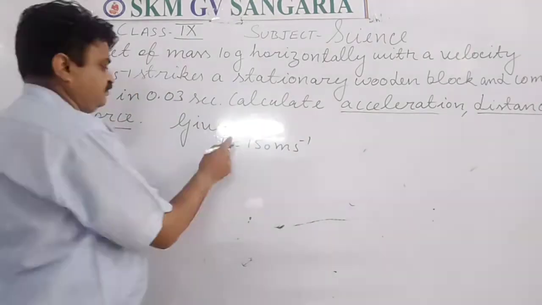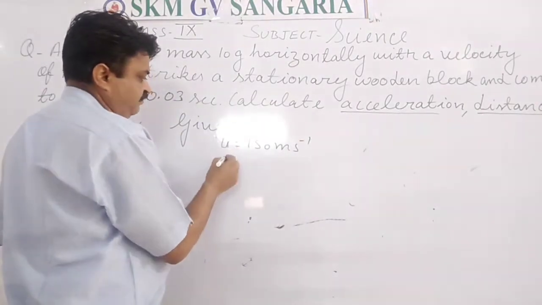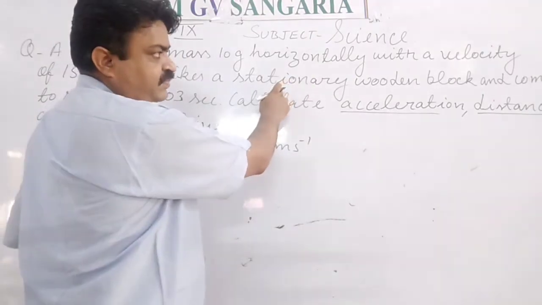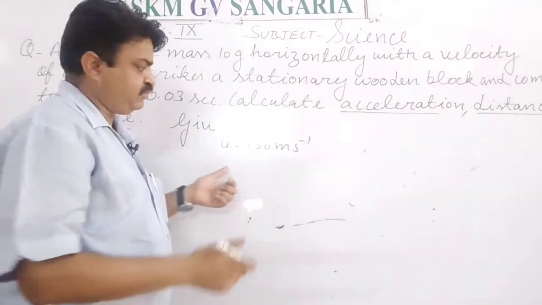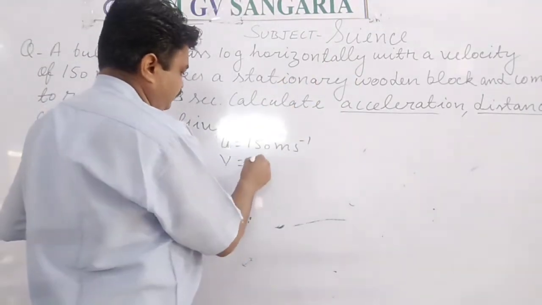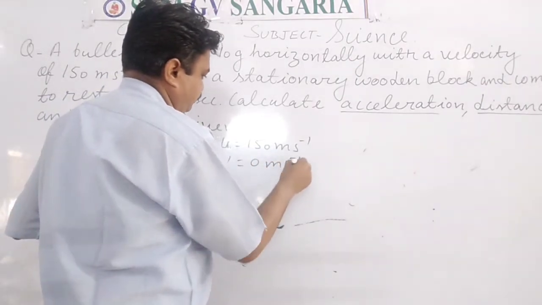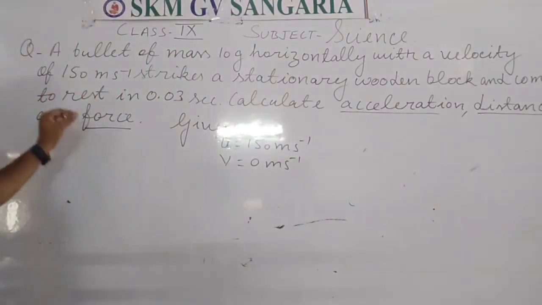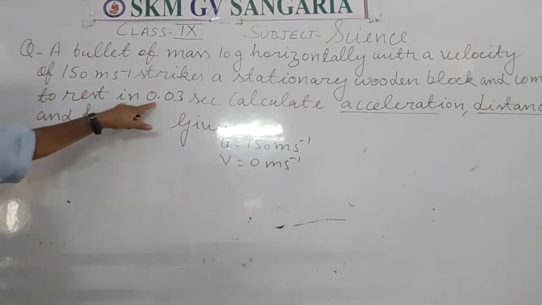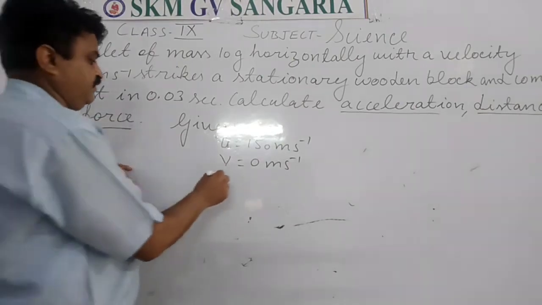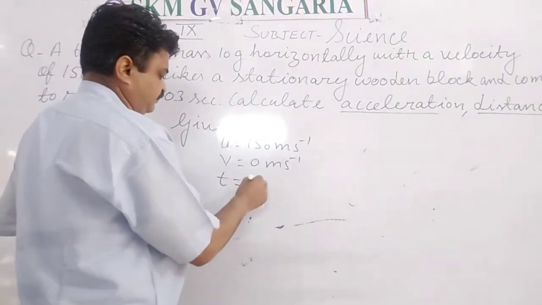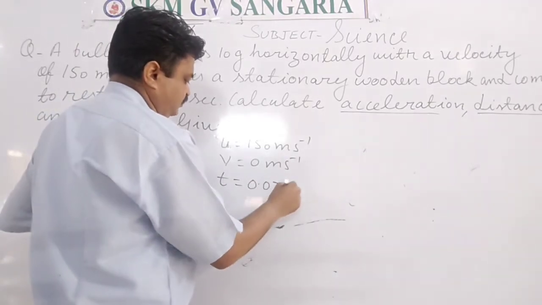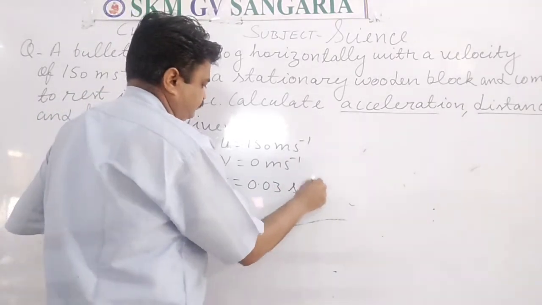The final velocity is 0 here because the bullet is fixed into the wooden block. So you write here 0 meter per second. Time is also given here. It is 0.03 second.